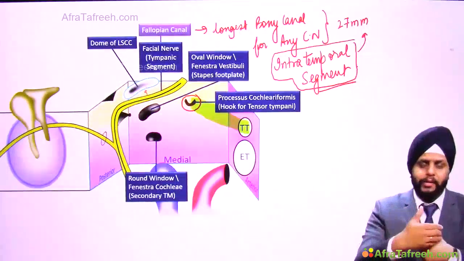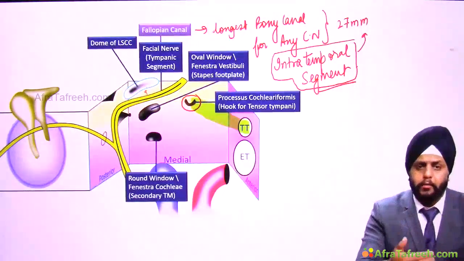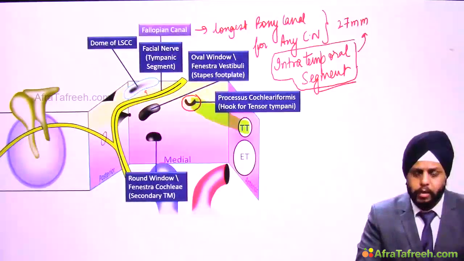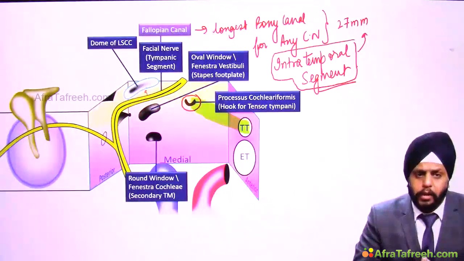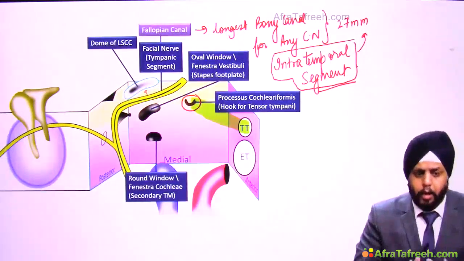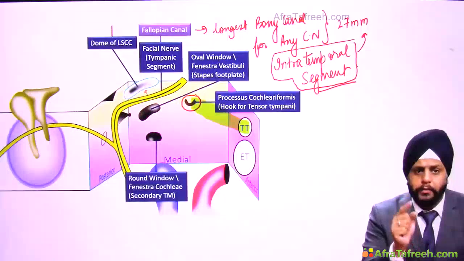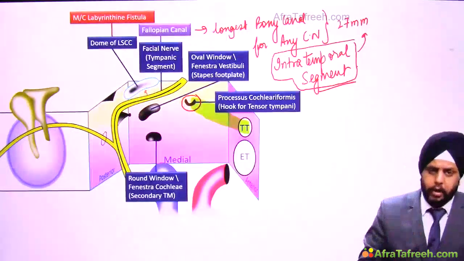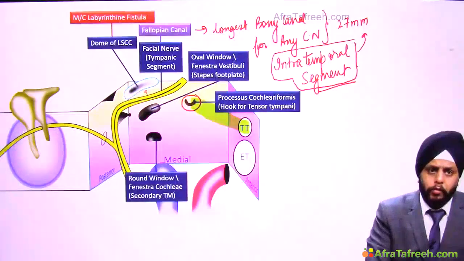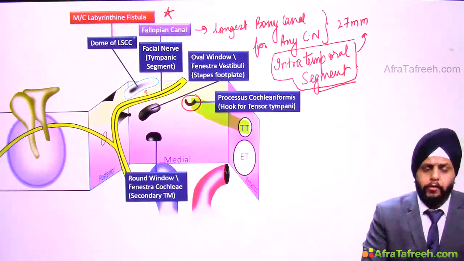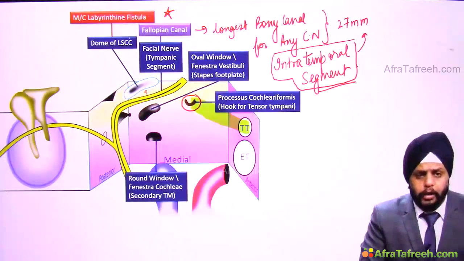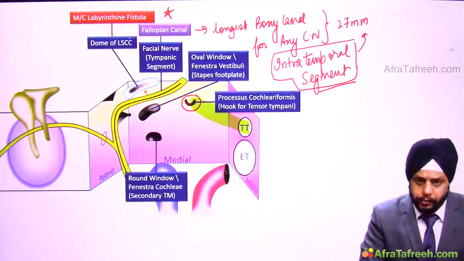This bulge is seen on the medial wall of the middle ear. It is known as dome. Dome means the upper curve. So, dome of the lateral semicircular canal. Now, important MCQ over here. This is the most common site for labyrinthine fistula. So if somebody asks you the most common site for labyrinthine fistula, the answer is dome of lateral semicircular canal.